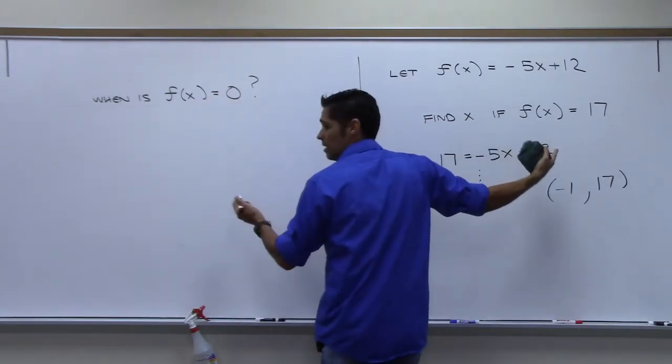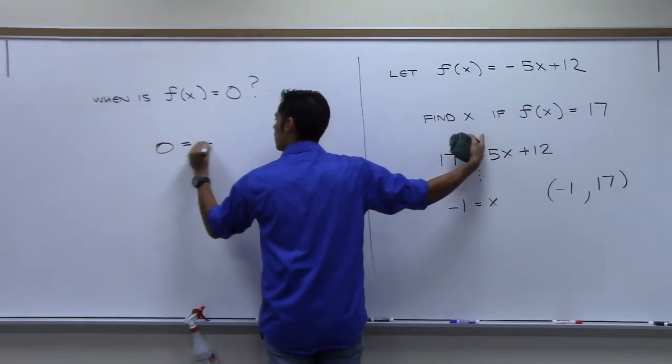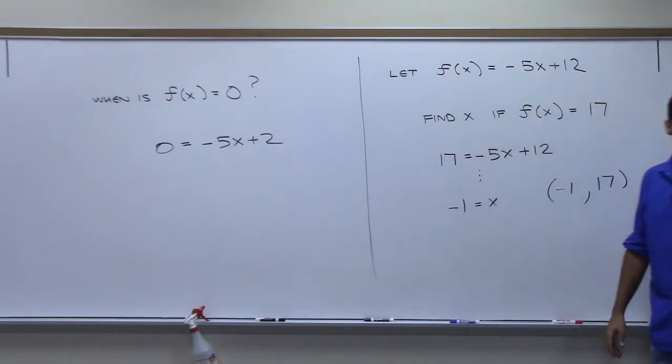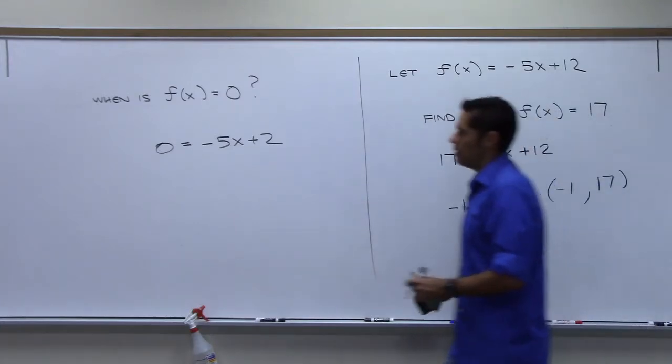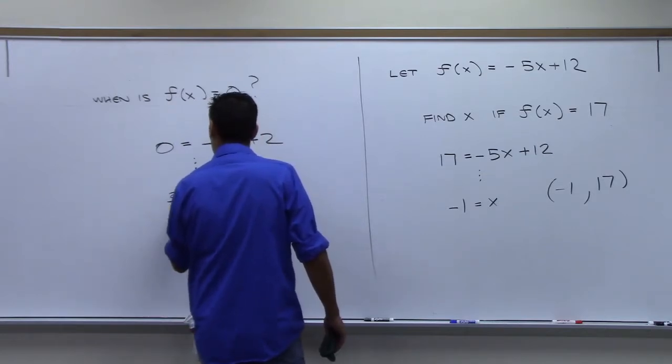So same thing we did here, right? Except instead of 17, we put 0. And you're solving for x. And again, I'm going to let you work through that. This would come out to be 2/5.